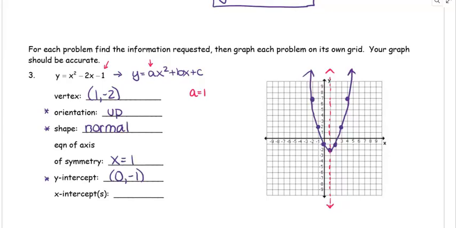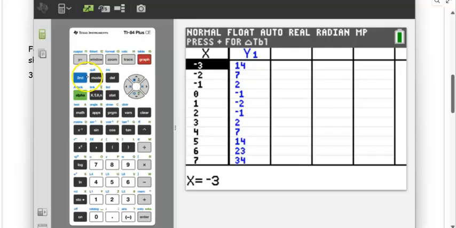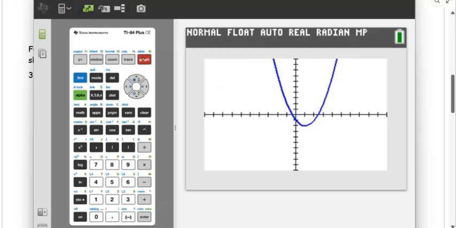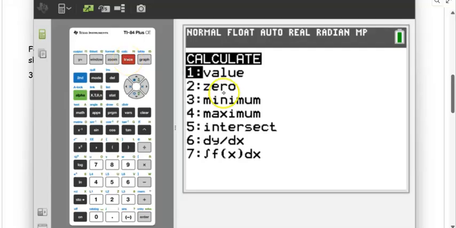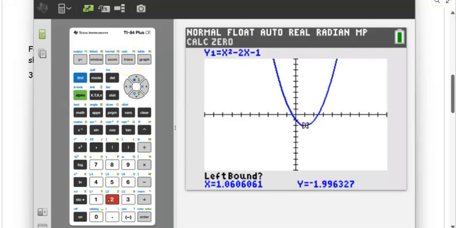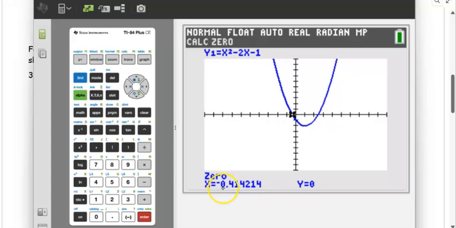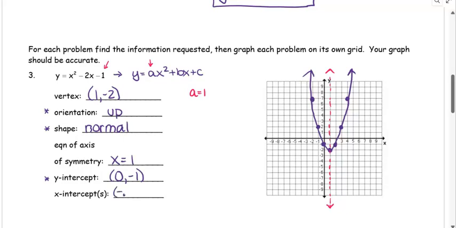Now I also want to be able to figure out what my x-intercepts are. So to do that, I'm going back to my graph, and I'm going to find the one that's on the left-hand side first. Second trace. Another name for an x-intercept is a zero, so number 2. We're going to arrow to the left and click enter. We're going to arrow to the right and click enter. And then we're going to take a guess. And I see that my first zero is at negative 0.4140. So there's my first x-intercept, negative 0.4140.